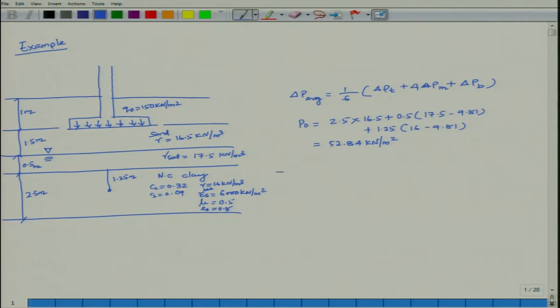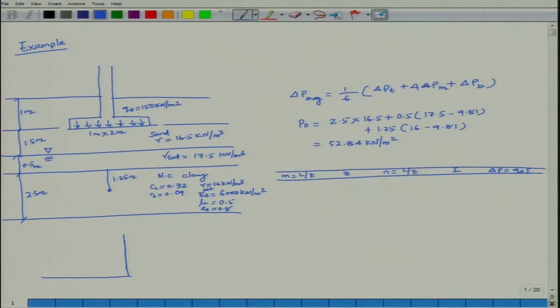Now make it in tabular form. This is your M is equal to L by Z. This is your Z. Then this is your N is equal to B by Z. Then this is your influence factor, and this is your delta P is equal to Q0 into I. Size of the footing is given 1 meter by 2 meter, means this is 1 meter, and this is your 2 meter.